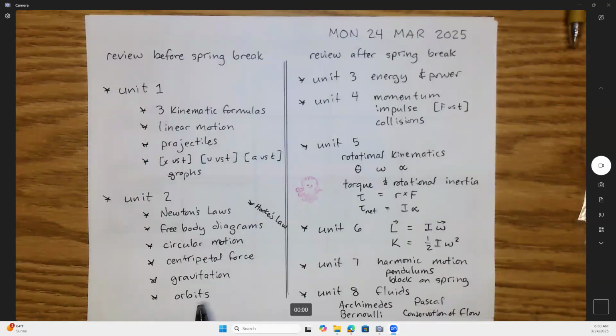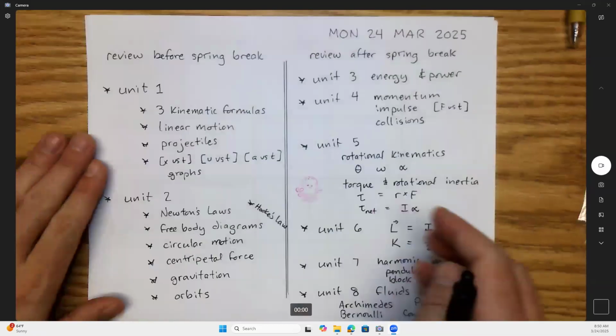Orbits. Can you guys derive a circular orbit from scratch, or I should say orbital speed? Right? Can you derive orbital speed from scratch for a circular orbit? I think we did that a couple days before spring break. Right, so clear your notes there. All right, so that's what we've done so far. And then we took spring break.